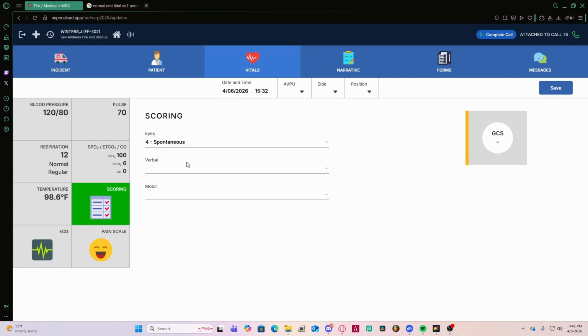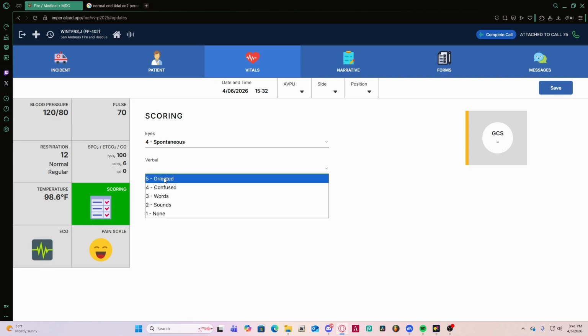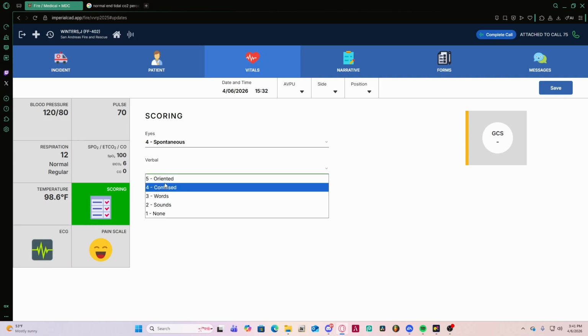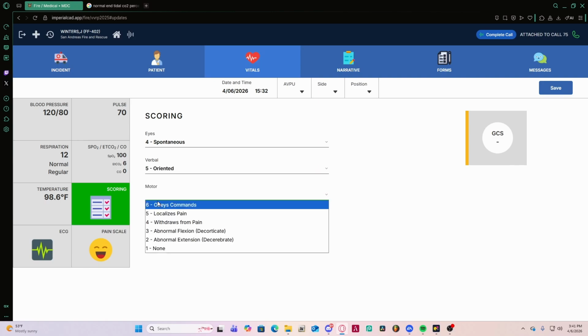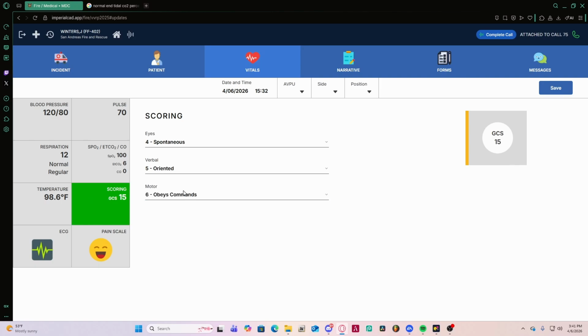And then, verbal: oriented, confused. Motor: obeys commands. Yeah, so we'll put oriented. Oh, there we go. So boom. Now this is the bane of my existence in a lot of other communities because I hate scoring GCS because I'm just not good with it. It automatically does it for you.